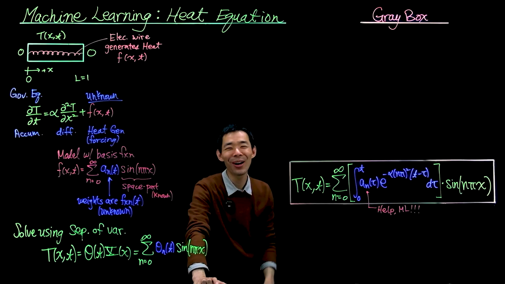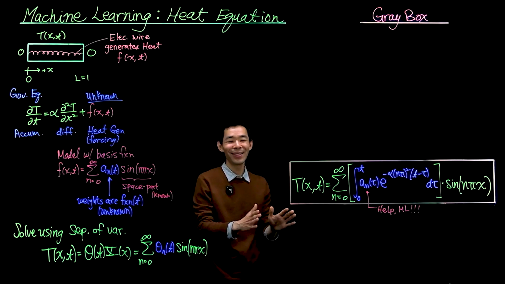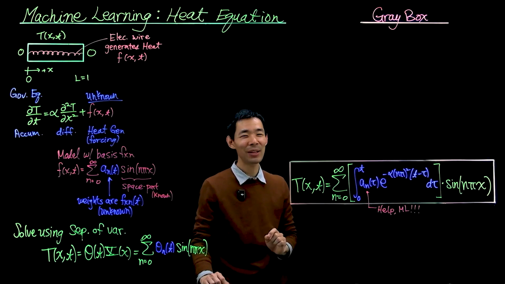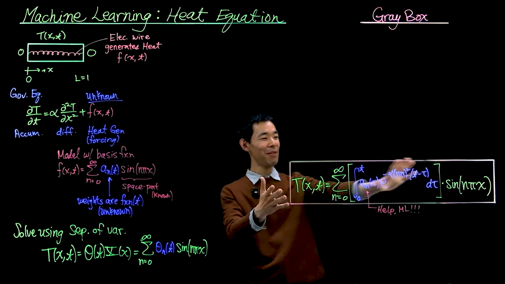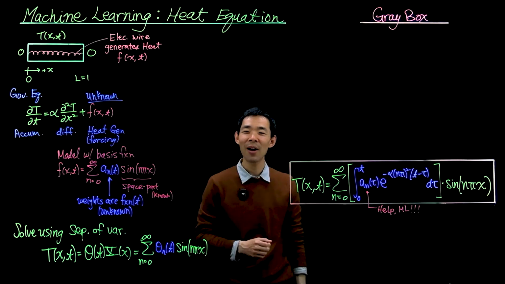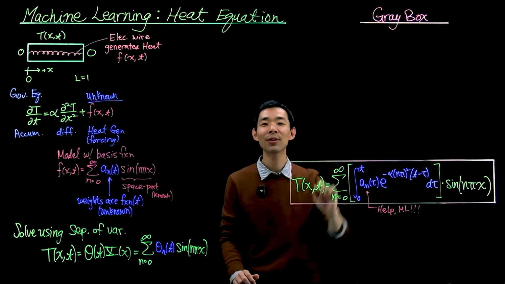Now, here's where we're going to rely upon the help of ML. So we're going to use data to figure out what this coefficient is. And once we figure that out, we have our model. For a particular time and position, we have a prediction of the temperature inside our material. So let's write down the architecture of what we just did in this gray box model.